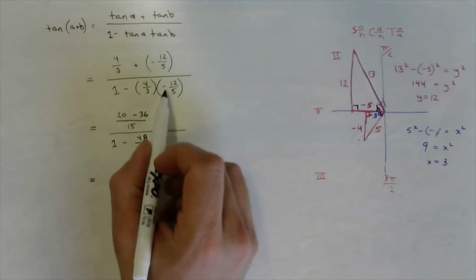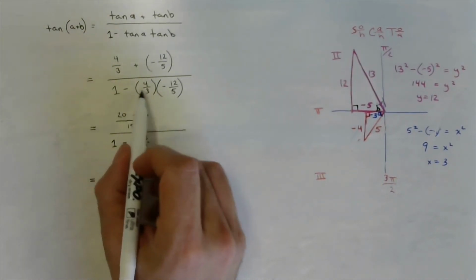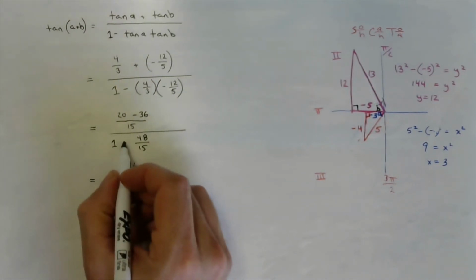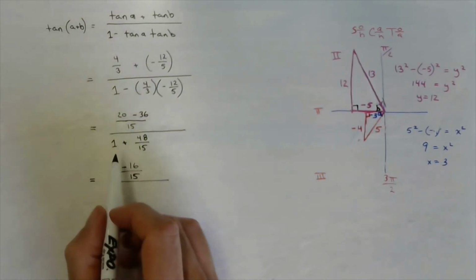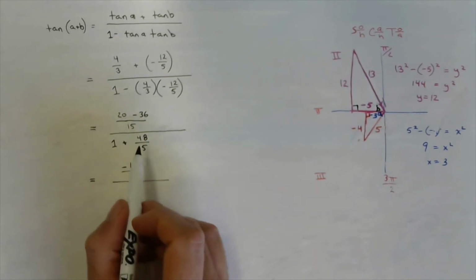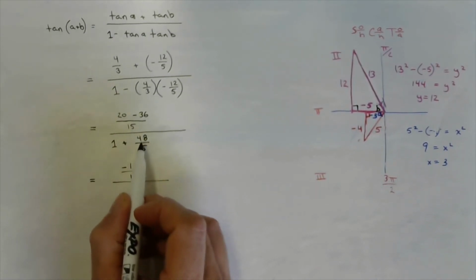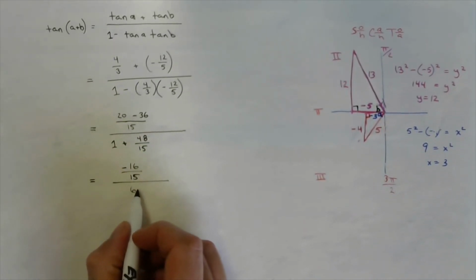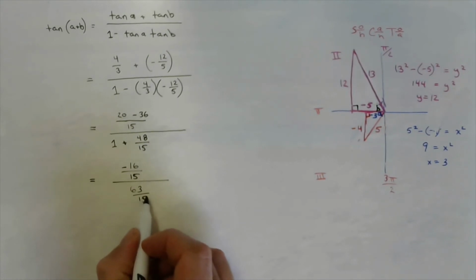Nope, I made an error. It's plus 48. So we have a negative and a negative. It's going to be plus 48. Quick fix. So we have 15 over 15 plus 48 over 15. So we have 15 plus 48, which is 63 over 15.